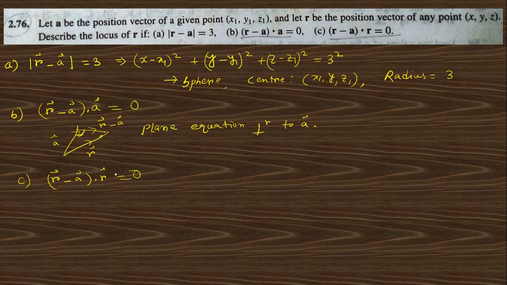Okay, go to C, where R minus A dot R. In this expression you take R minus A and do the dot product with R, then you get (x minus x1) plus (y minus y1) plus (z minus z1).